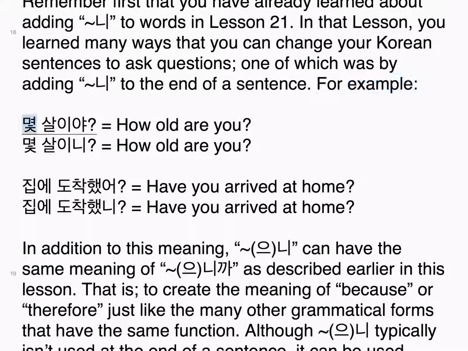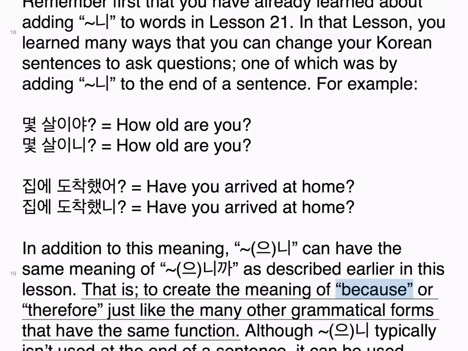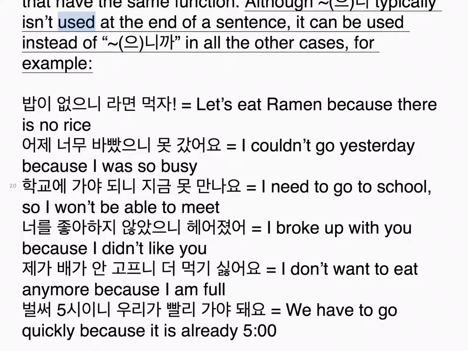For example, 몇 살이야? How old are you? 몇 살이니? How old are you? 집에 도착했어. 집에 도착했니? Have you arrived at home? In addition to this meaning, 으니 can have the same meaning of 으니까 as described earlier in this lesson, that is, to create the meaning of because or therefore, just like the many other grammatical forms that have the same function. Although 으니 typically isn't used at the end of a sentence, it can be used instead of 으니까 in all the other cases.